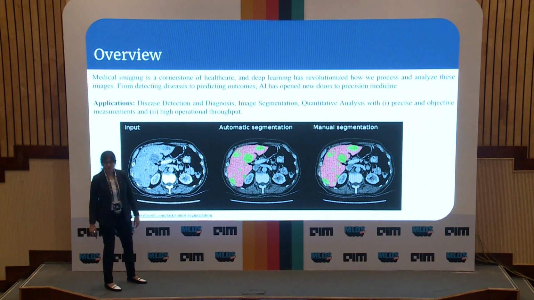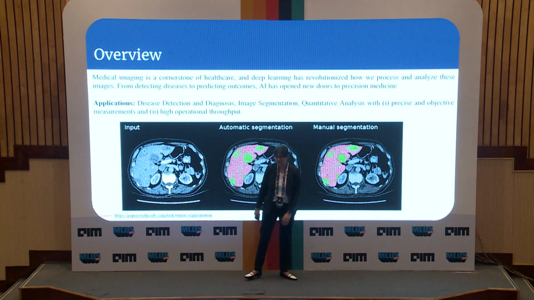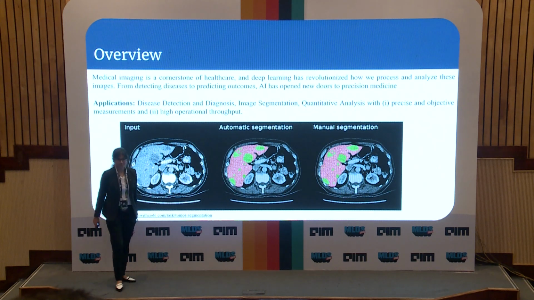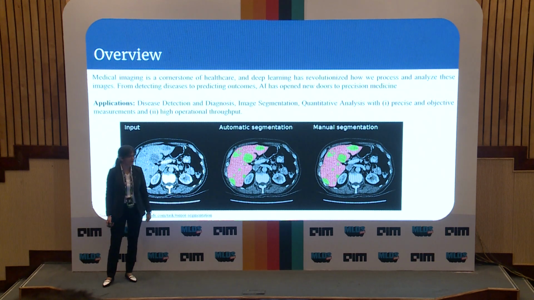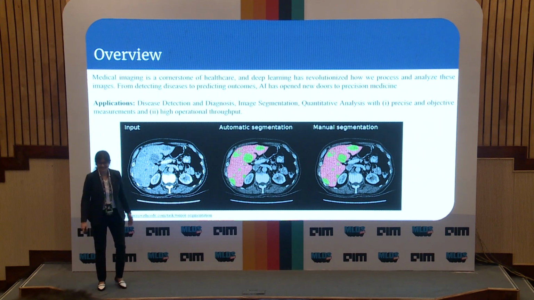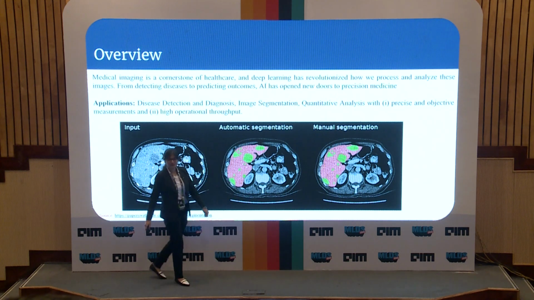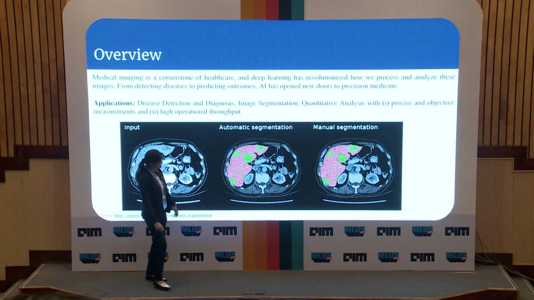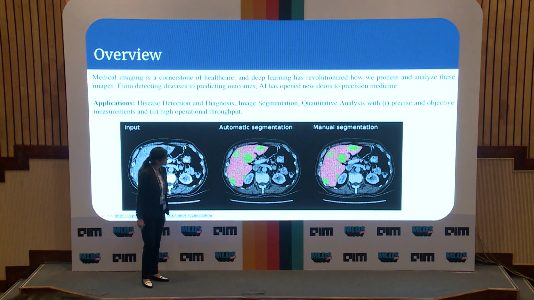I really want everyone to observe these three images: input, automatic segmentation, and manual segmentation. Can anyone give me a brief analysis of what you have observed in these three images? Anyone who wants to raise their hand and speak up? Okay, so he has observed that a few green dots are missing. Any other observation? Green is covering those dark spots on the input side.